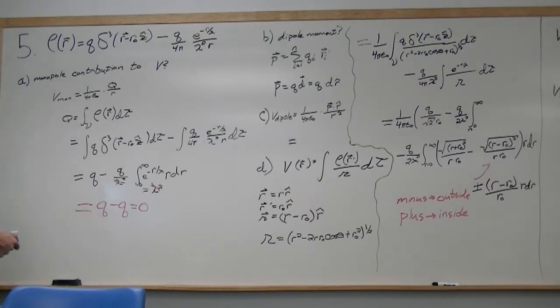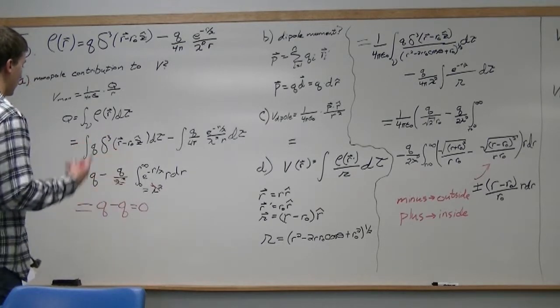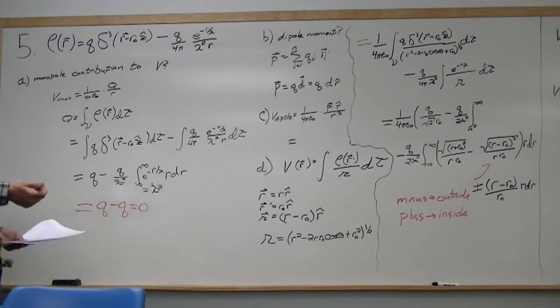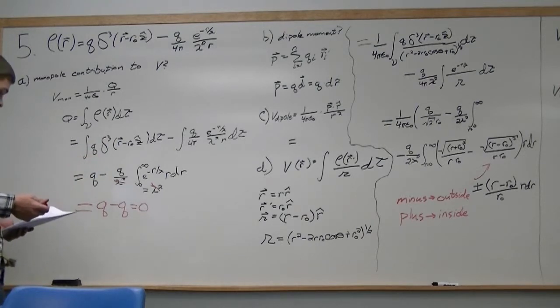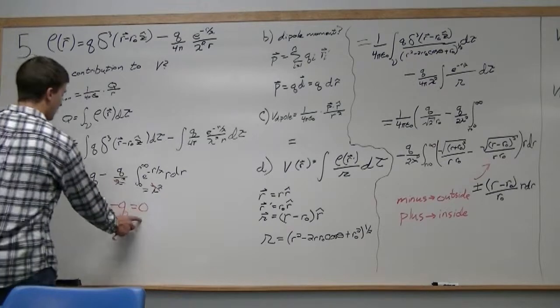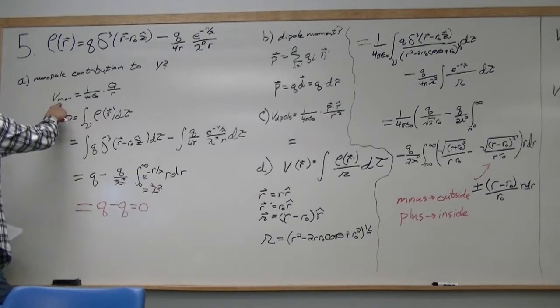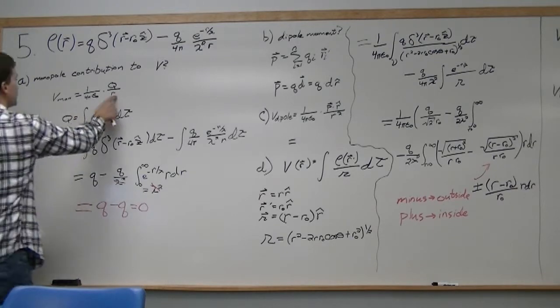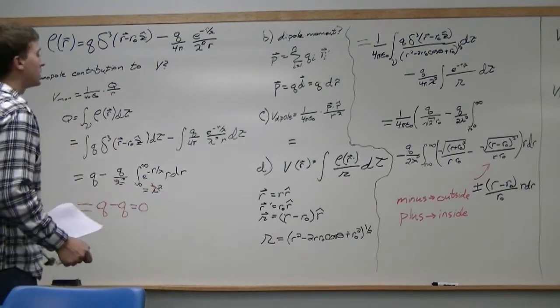it is what we expected, because in a hydrogen atom there's only one positive charge, one negative charge. So when you add up the total charge between them, the answer is just going to be 0. So because that is 0, the monopole contribution to the potential is also 0.